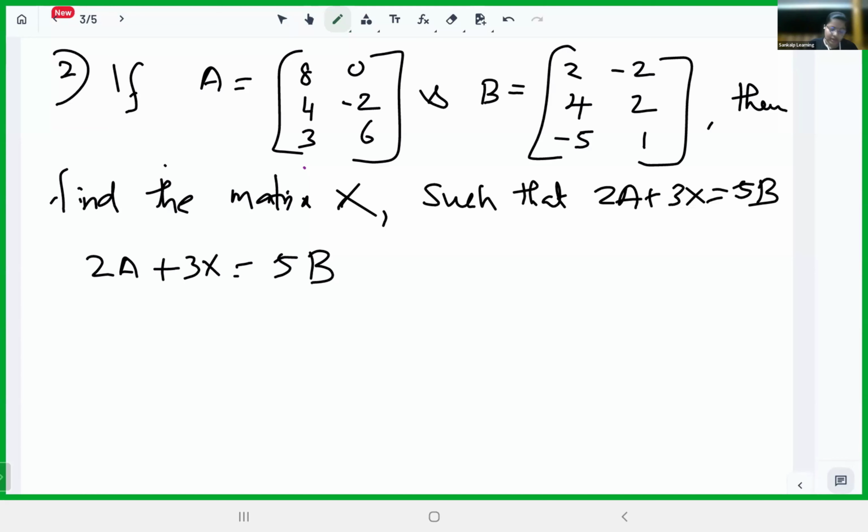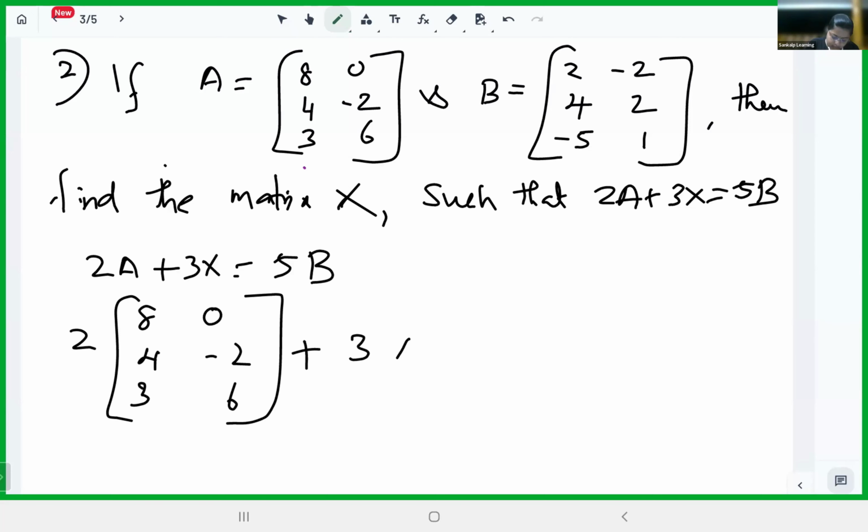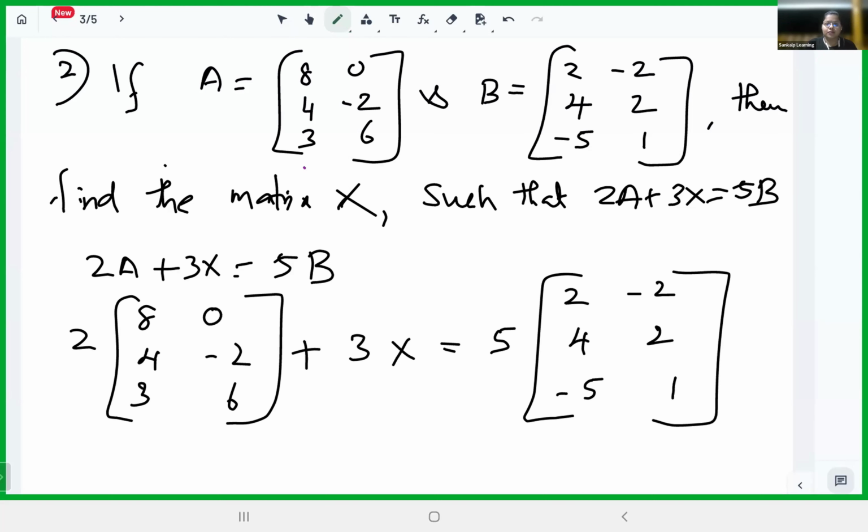Now substitute the values. Here we know only the values of A and B; the matrices A and B are given. We don't know the value of X. We have to find it from this equation. So that is equal to 2 into matrix A, which is 8, 0, 4, minus 2, 3, 6, plus 3 into X, which is unknown, equal to 5 into matrix B. Matrix B is nothing but 2, minus 2, 4, 2, minus 5, 1. Now you have to find out the value of X from this.